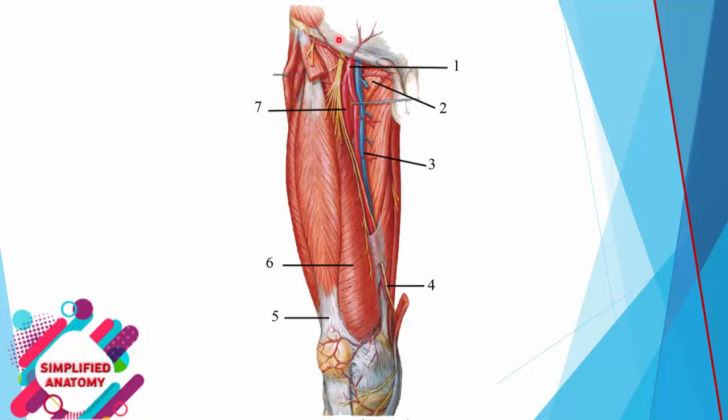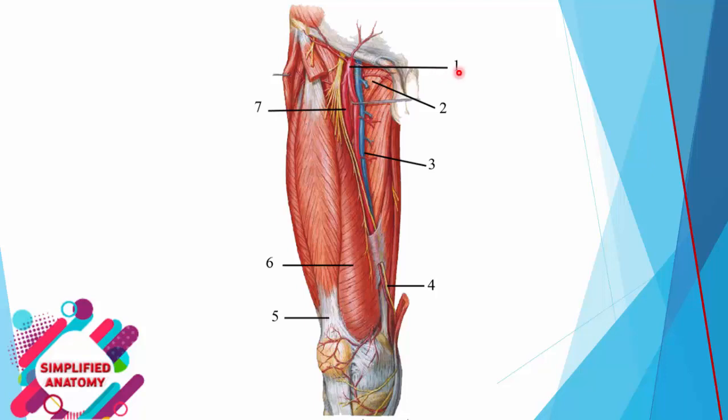This ligament is called the inguinal ligament. This vein, number 3, is called the femoral vein, and this artery, number 1, is called the femoral artery. From the femoral artery, a large branch, number 7, is called the profunda femoris. This nerve is called the femoral nerve. From the femoral nerve, a long nerve arises, which is number 4, called the saphenous nerve.